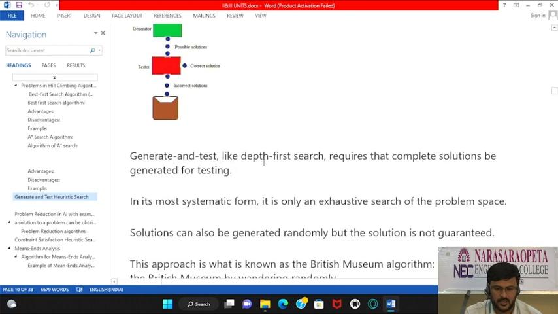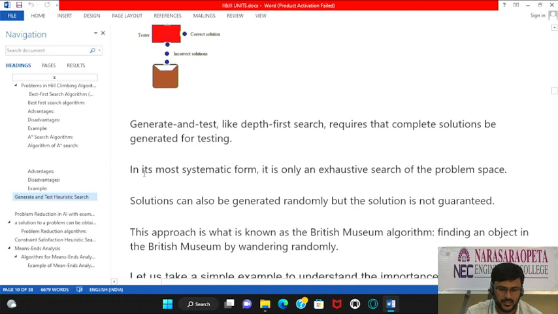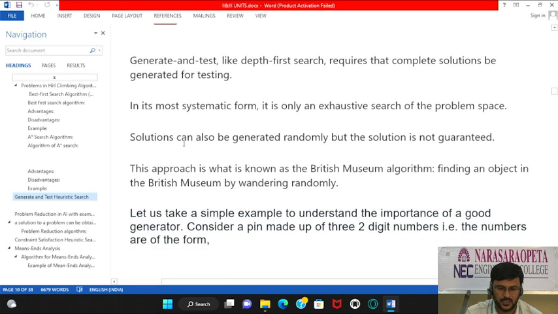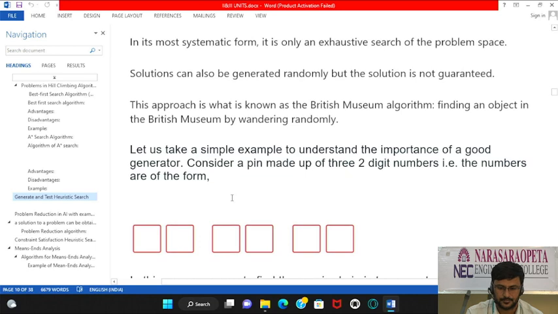Generate and test is like depth first search, as it requires the complete solution to be generated for testing. In its most systematic form, it is only an exhaustive search of the problem space. Solutions can be generated randomly, but then it is not guaranteed that a solution will be found. This approach is known as the British Museum algorithm, like finding an object in the British Museum by wandering randomly.